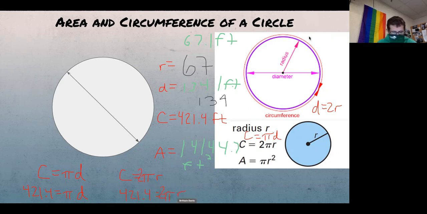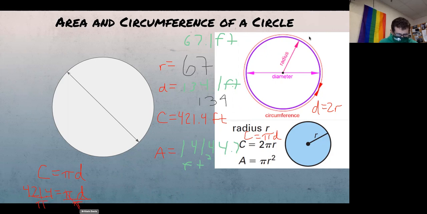So I could, at this point, solve for the radius. I could solve for the diameter. I'm actually just going to solve for the diameter to begin with. So the easiest thing to do is to divide both sides by pi.